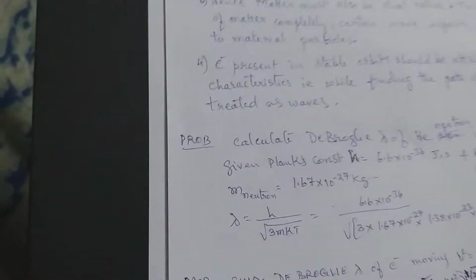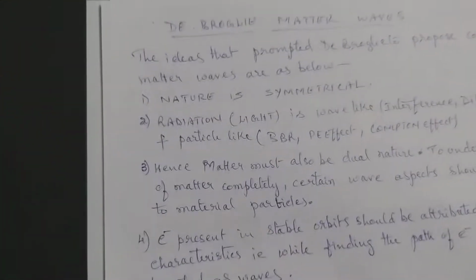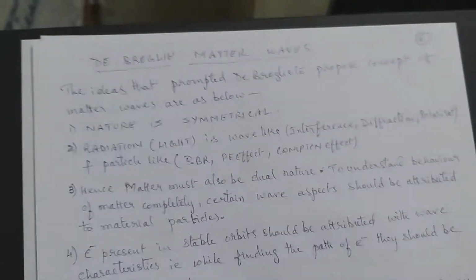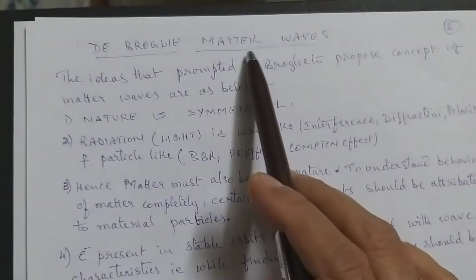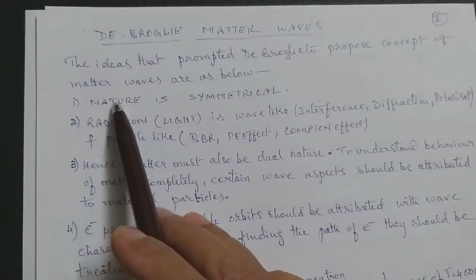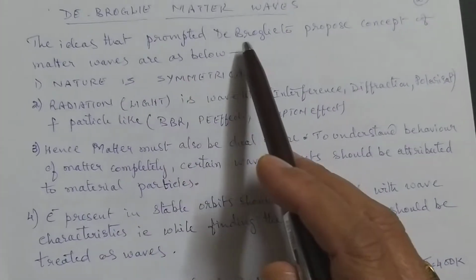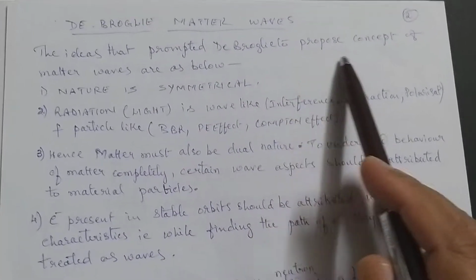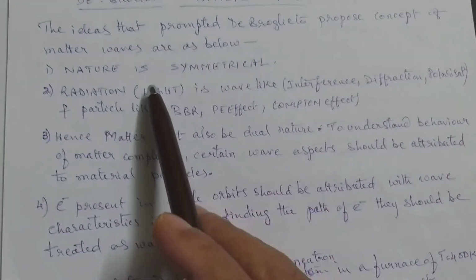So still, now here we have particles associated with waves. The waves are named after the scientist, de Broglie matter waves. The idea was promoted by the scientist de Broglie, who proposed the concept of matter waves.